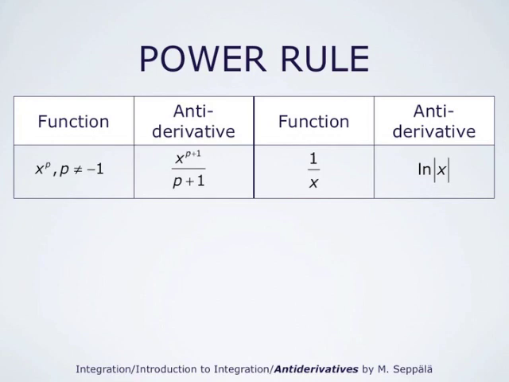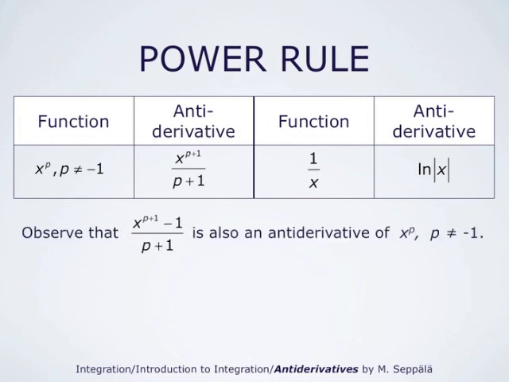It may appear strange that the antiderivative of x to the power p is a monomial if p is different from negative 1, and it is the logarithm if p is negative 1. They appear to be of rather different kind of functions. This difference is superficial only, however.